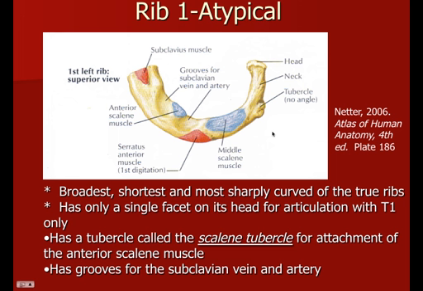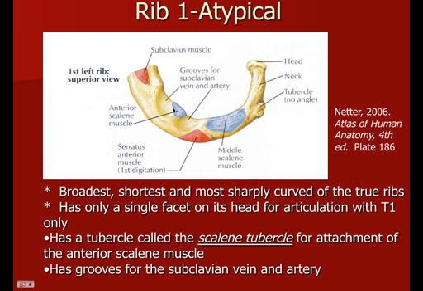It's broad and short and mostly sharply curved, so it has a much greater curvature here, much sharper curve than the rest of your ribs. It only has a single facet on its head for articulation with T1 only. Right? So only one facet, not an inferior and superior. It also has a tubercle called the scalene tubercle. They're not specifically naming the scalene tubercle per se, but obviously it's where one of the scalenes would attach, and it would be the anterior scalene that would attach there.